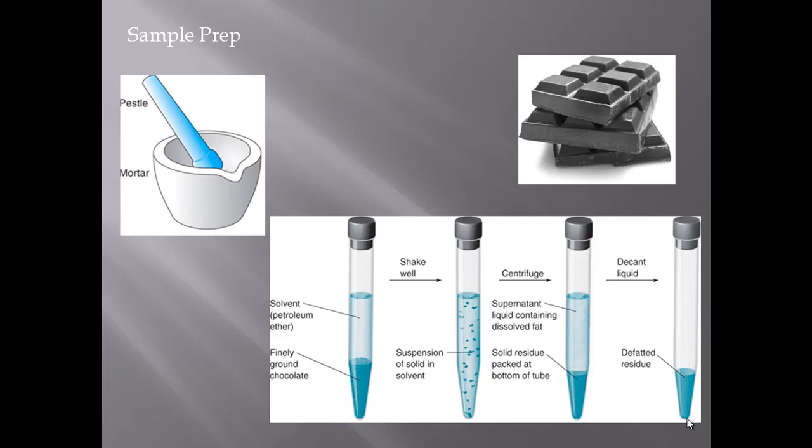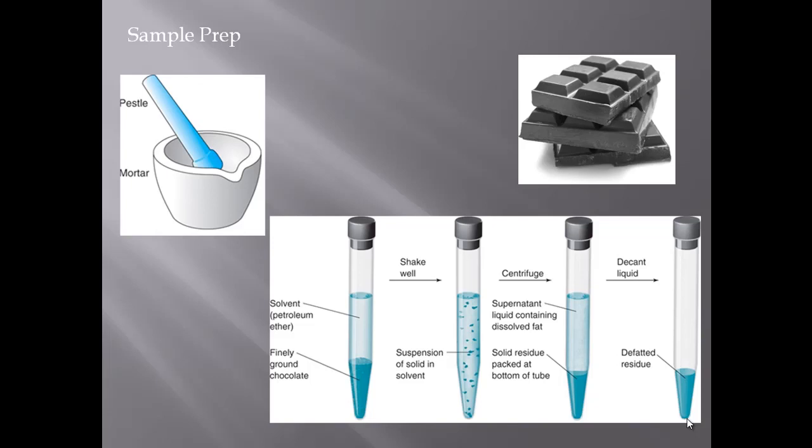So what they did is they took a chunk of chocolate, they sliced it up into thin pieces, and then they ground it up with a mortar and pestle. You have to realize why they're trying to do that. Remember, you're using a solvent to try to remove all of the fat from the chocolate. It's a lot easier for a solvent to penetrate a solid if it's ground up into fine particles than it would be if it was a big, huge chunk of chocolate just dumped into a beaker of solvent.